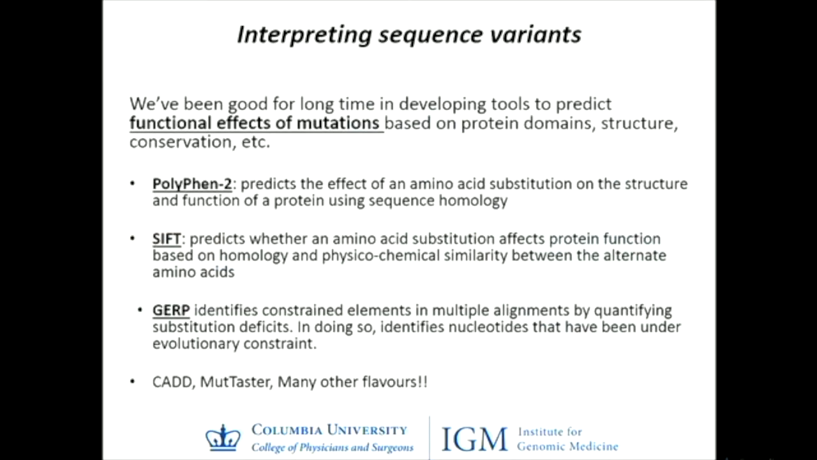And so, as a community, we've actually gotten fairly good at understanding and predicting, using various in silico measures, which variants are likely to affect the protein, using protein structure, function, homology, comparative genomics, phylogenetic conservation, etc. I've listed 3 of the arguably more popular ones, such as PolyPhen-2, SIFT, and GERP, but there are many other flavors, and there's a wealth of tools available to try to determine whether a variant is likely to damage the protein.